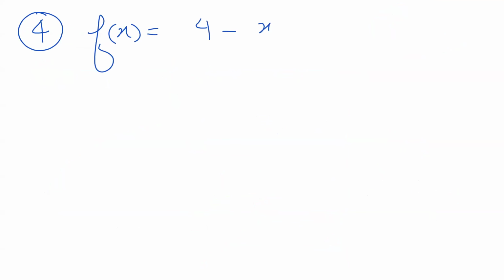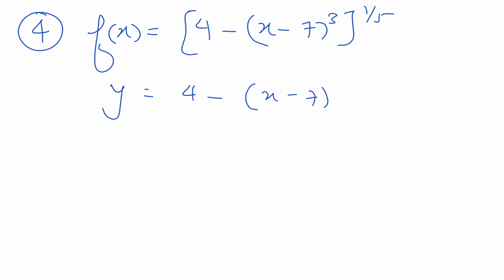Question number 4. Here you'll understand better. f of x is equal to 4 minus (x minus 7) cube, raised to 1 by 5. They are saying it's a real invertible function. They're asking f inverse of x. Read the question in the textbook, you'll come to know. So this is y, and this y is y in terms of x. We'll write x in terms of y.